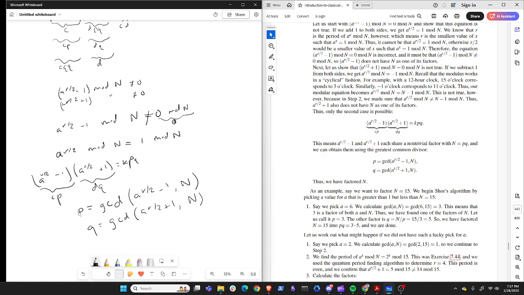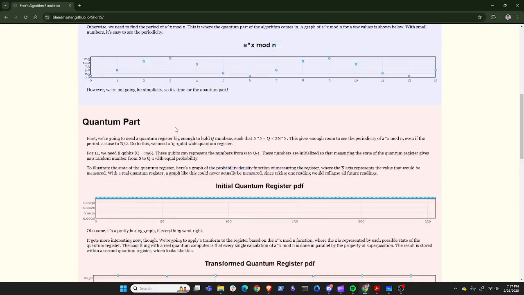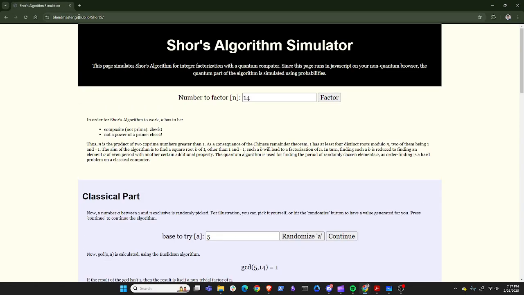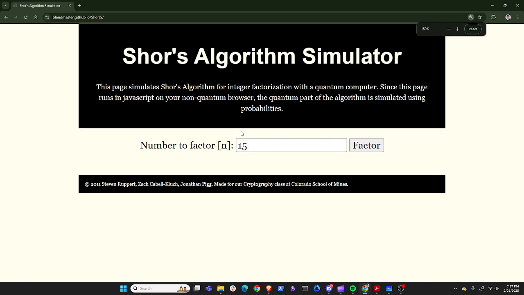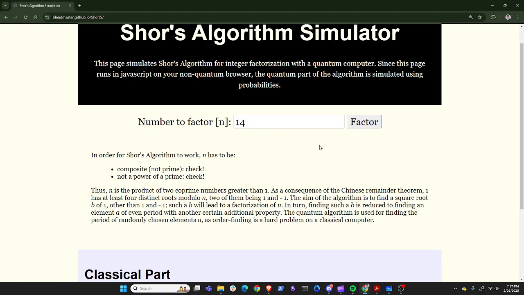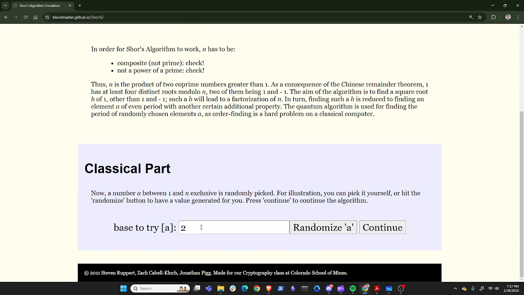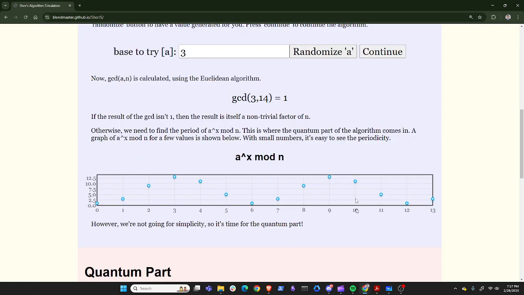Okay, so I'm going to move over to the simulator so you guys can see this. I like this one. It helps. So say we want to look through that example we were doing before with 14. We can do a randomized a. Well, 2 would be a factor of 14, so let's not try that one. Let's say we're going to try 3.